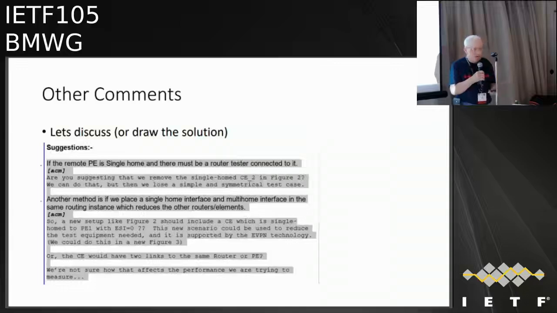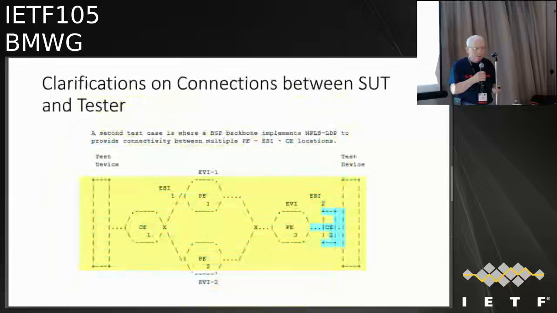That was my response. And so we're also looking at maybe a new setup, where figure 2 should include a CE which is single-homed to PE1 with ESI 0. So going back to that picture, oh, there we go. So we'd have another CE up here, which is single-homed. I think that's one of the pictures that Jim drew. So that's one of the things we need to sort out and try to accomplish here while we're all sitting around together.